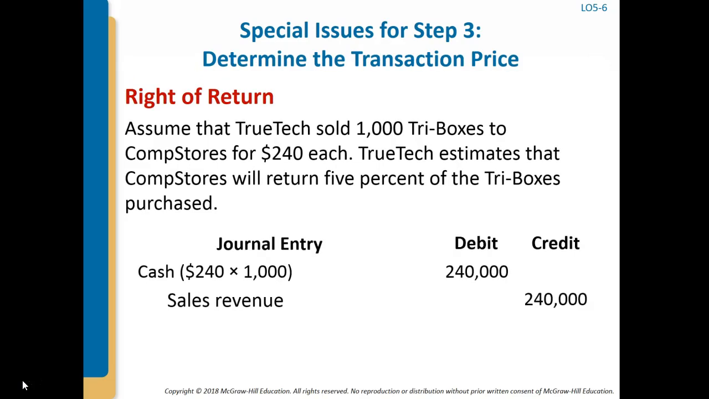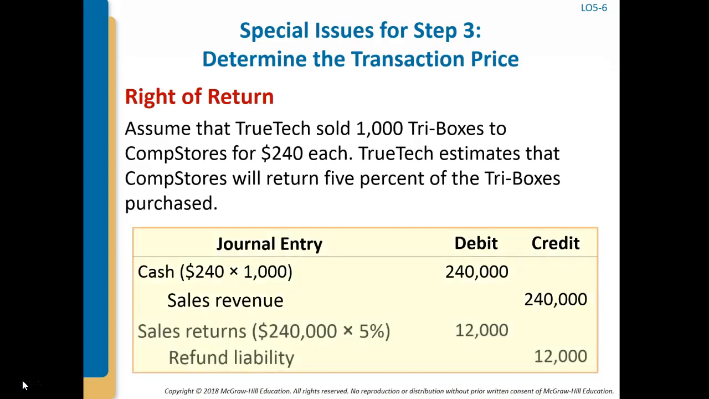Let's see how a company would record revenue when a right of return exists. Assume that TruTech sold 1,000 TryBoxes to Comp Stores for $240 each and received payment for that sale. TruTech estimates that Comp Stores will return 5% of the TryBoxes purchased. The sale is recorded by increasing cash and sales revenue for $240,000. The estimated return of 5% of sales is recorded in sales returns, a contra revenue account that has the effect of reducing revenue. A refund liability is also recorded with a credit entry for $12,000.